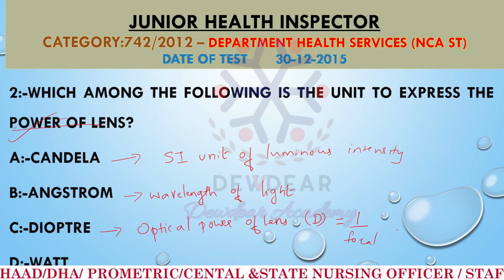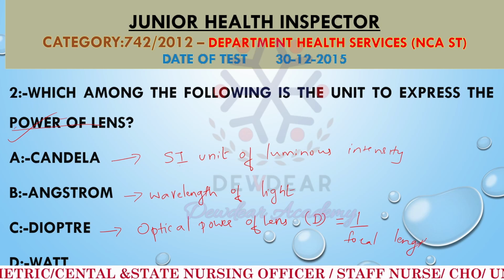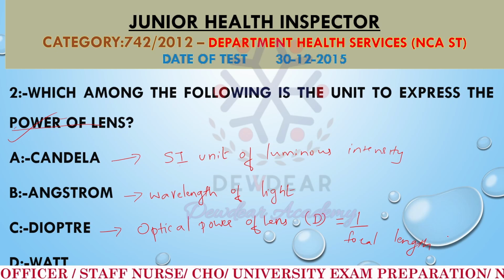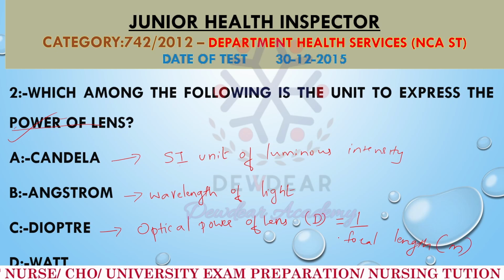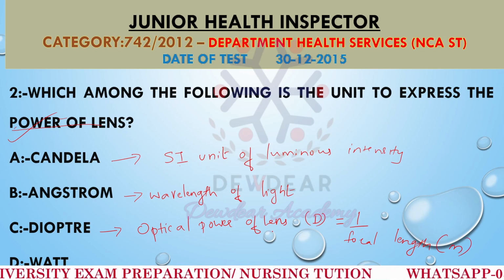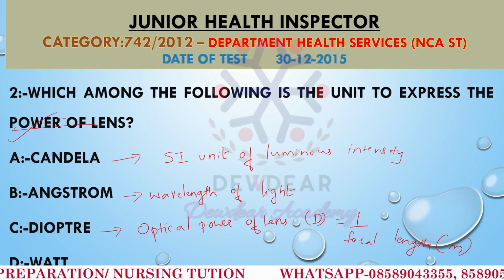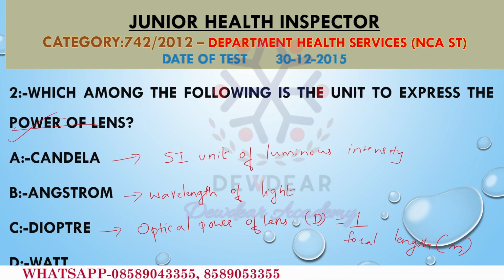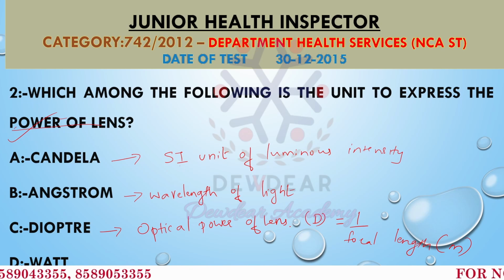1 by focal length of the lens, that is in meters. Focal length we express in meters. So optical power of lens, or diopter, is 1 by focal length. Okay, power of lens we are expressing in D, that is equal to 1 by focal length in meters.